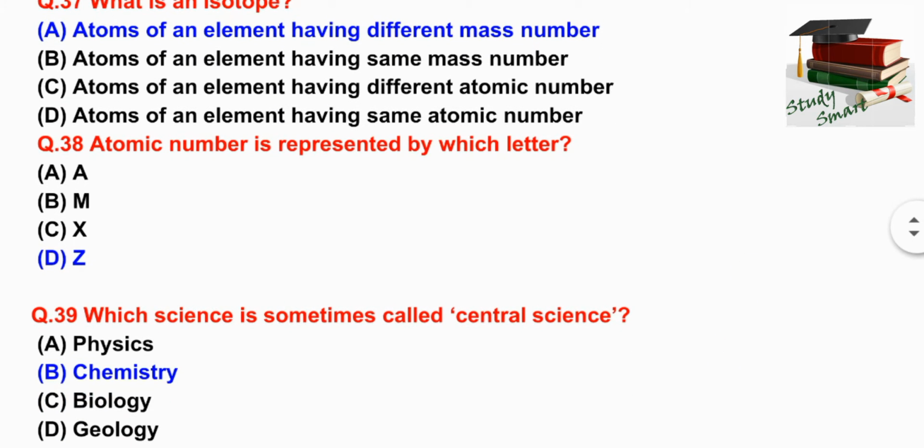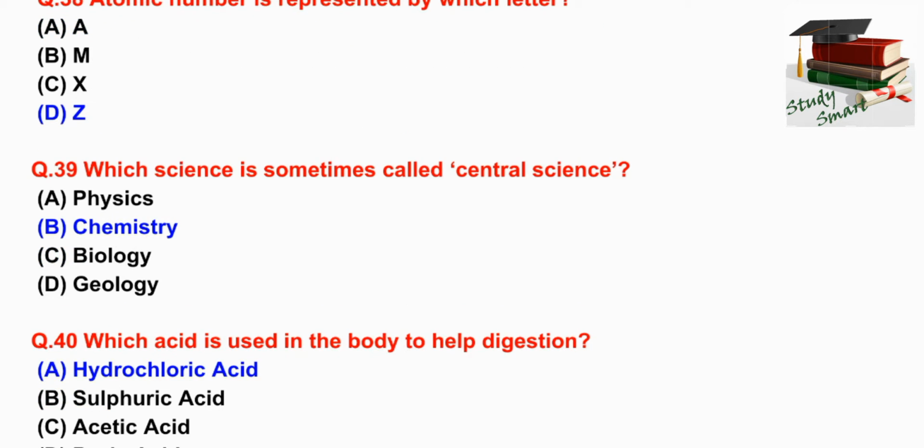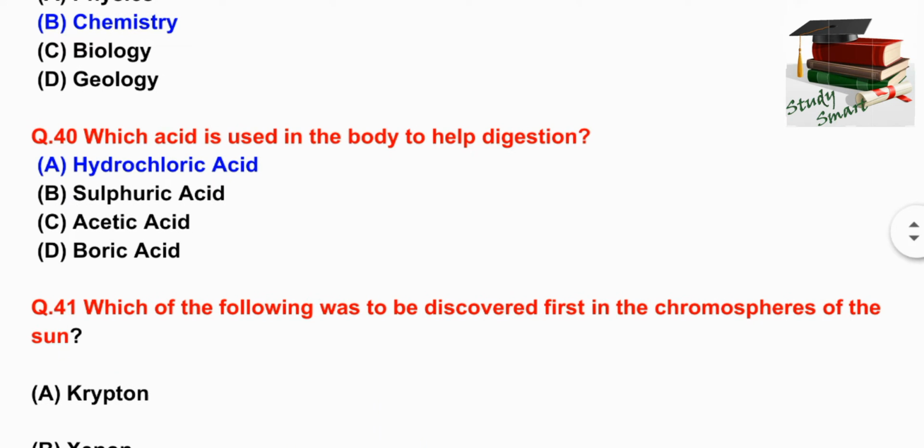Next question, atomic number is represented by which letter? Right answer: Z. Which science is sometimes called central science? The right answer: chemistry. Next question, which acid is used in the body to help digestion? The right answer: hydrochloric acid.